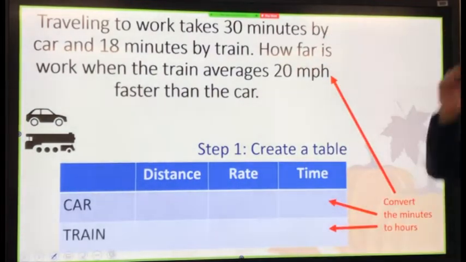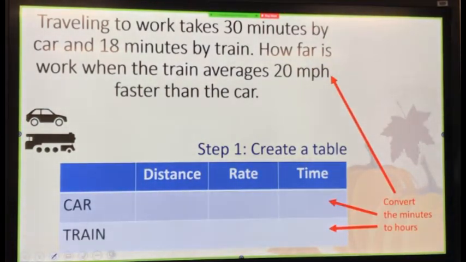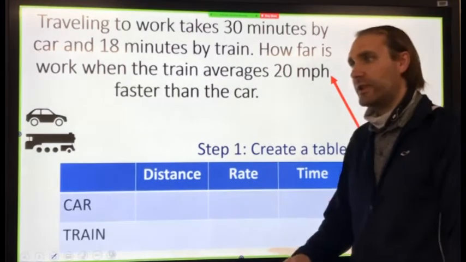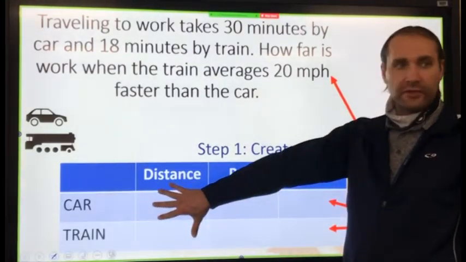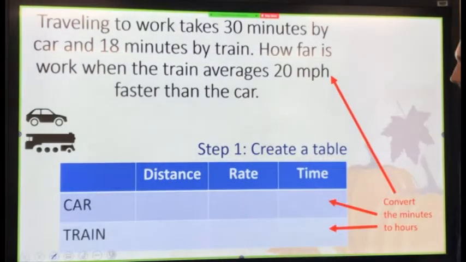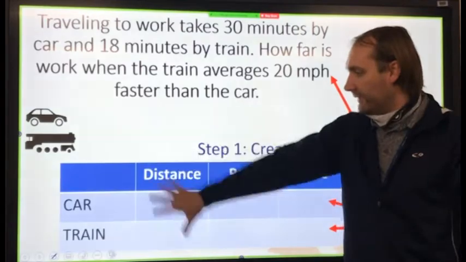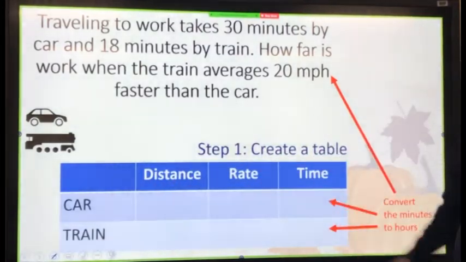Let's look at this one. Traveling to work takes 30 minutes by car and 18 minutes by train. How far is work when the train averages 20 miles per hour faster than the car? Like the problems yesterday, it's imperative you start with a table. So our table, we know our formula is distance, rate, and time.